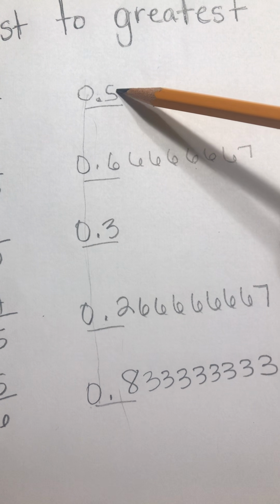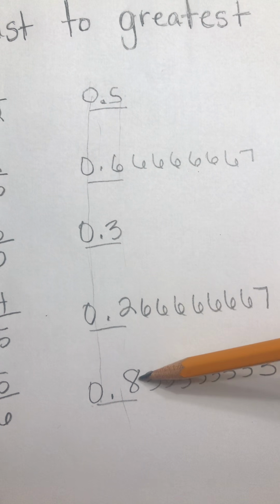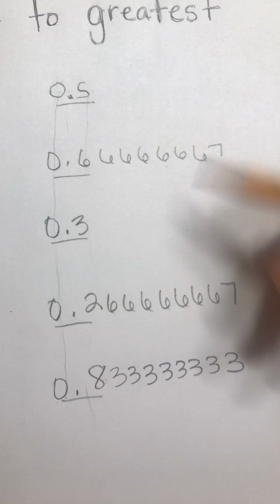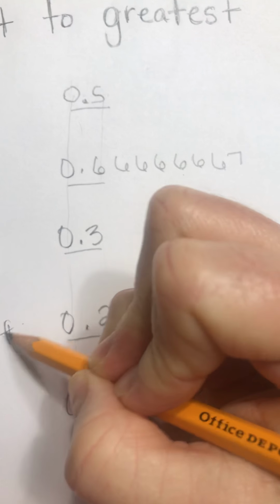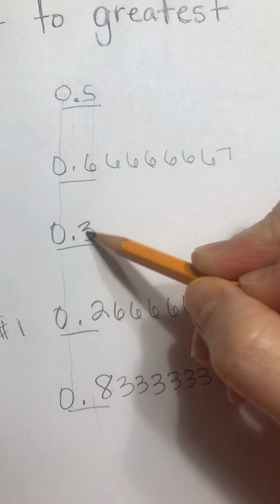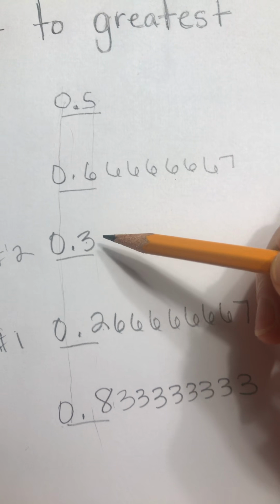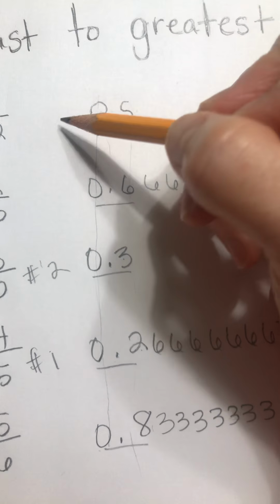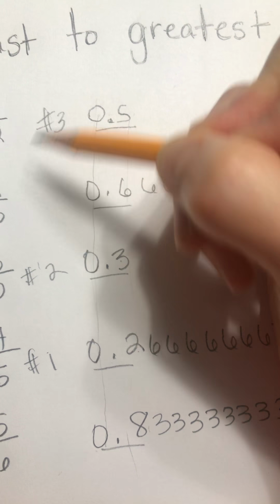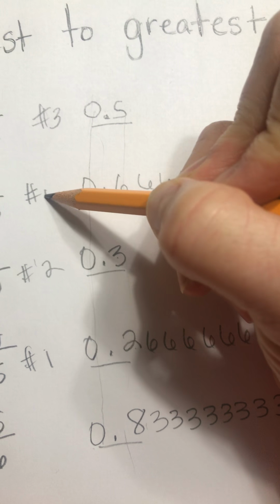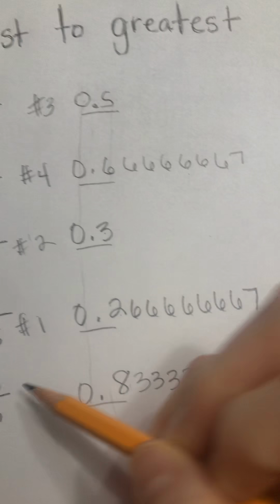So I'm going to look to the one to the right of the 0. And the lowest one would be the least. The next lowest one would be the next least. Then I have the 5. Then the 6, and then the 8.